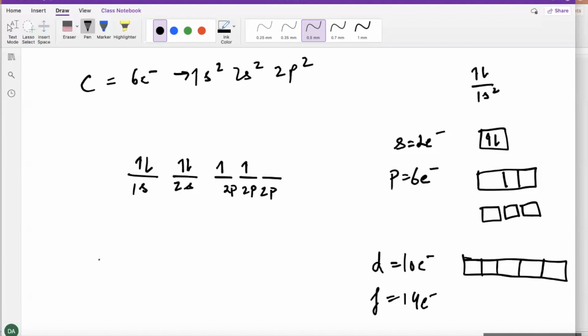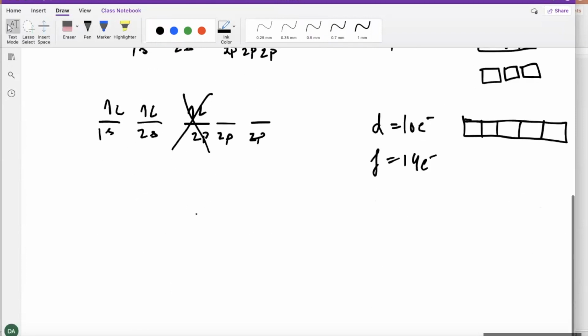Let me do it the wrong way. These are my 2p, 2p, 2p. So 1s2, 2s2. Now if I do 2p2 like that, this is incorrect. If there's space, the electrons want to go by themselves first. And if needed, if there are more electrons, then yes, you will start pairing them up.